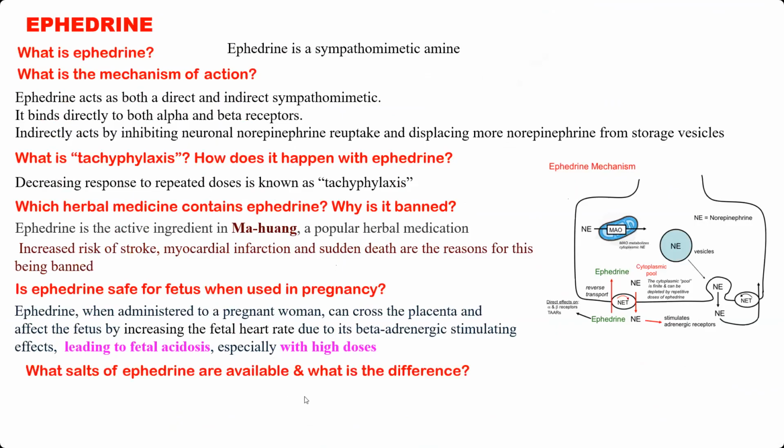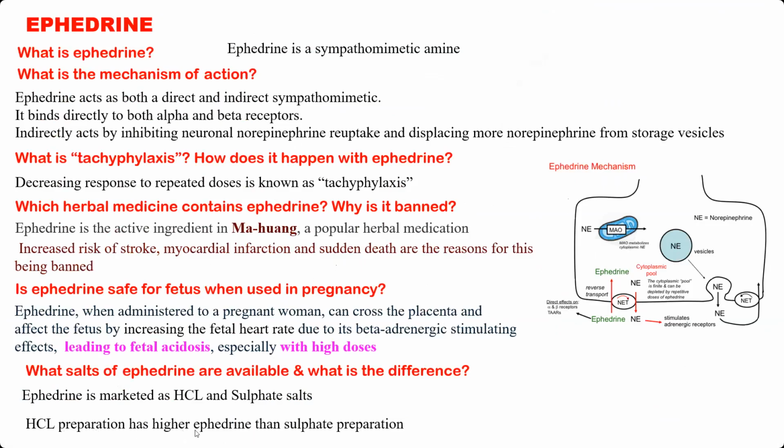What salts of ephedrine are available and what is the difference between them? Commonly you see ephedrine hydrochloride, isn't it? Most of the salts will be hydrochloride salts. You know why? To make it stable and water soluble. That is the preparation which is easily water soluble. So ephedrine is available as hydrochloride and sulfate salts, and HCl preparations have higher ephedrine content than sulfate preparations. So if you get ephedrine sulfate in your supply, that will contain less ephedrine compared to the ephedrine hydrochloride preparation.